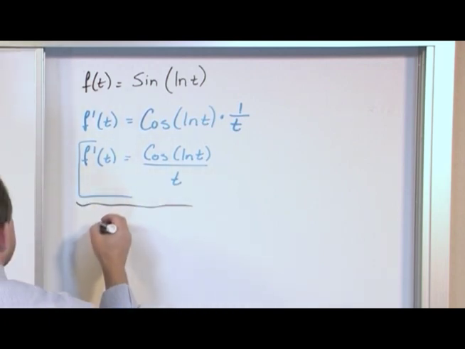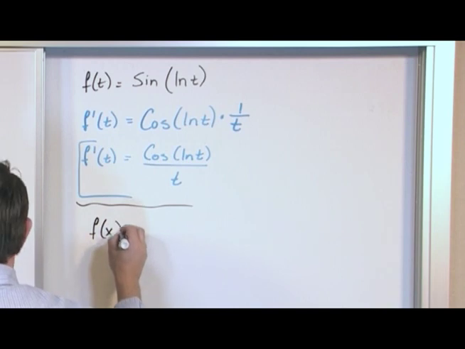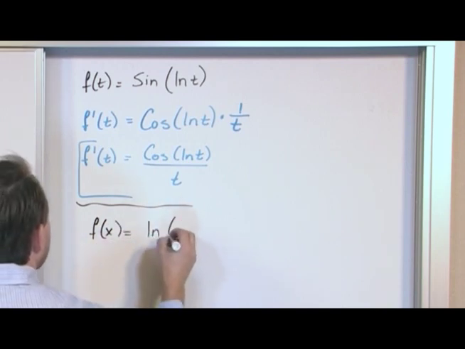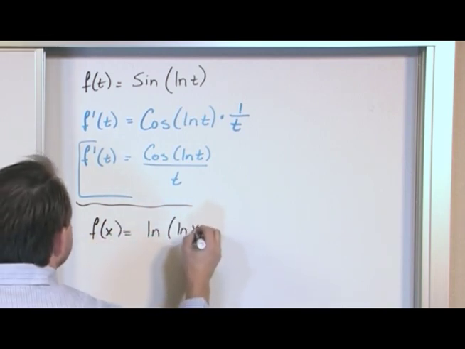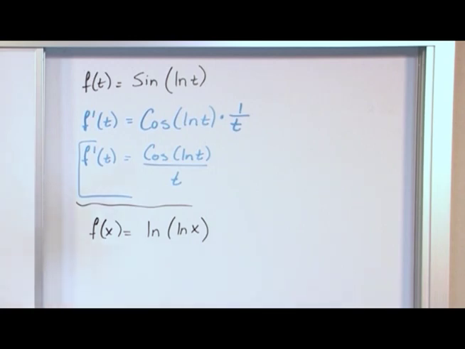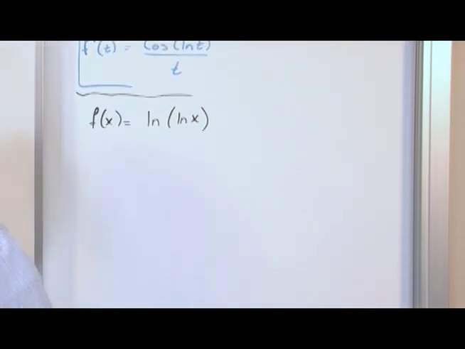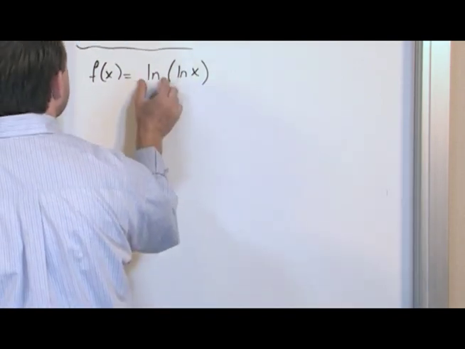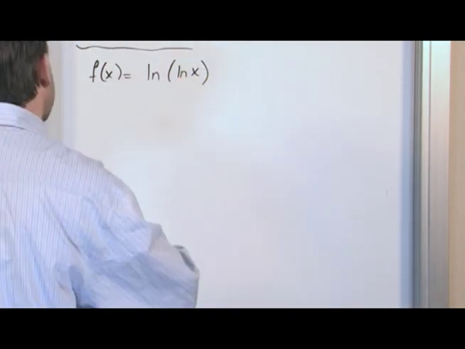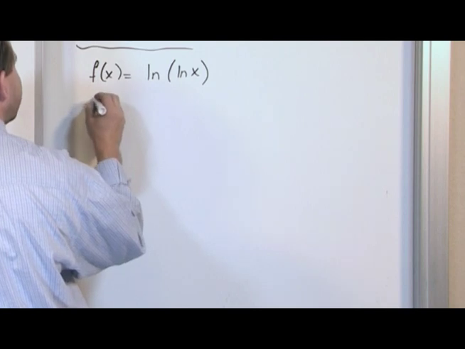So final problem, let's go. f of x is equal to the natural log of the natural log of x. So here I have two natural logs. One is nested inside of the other, but exactly the same thing holds. You have an outer function, that's this natural log. The inner function is also a natural log. But you don't do anything crazy, you follow exactly the same rules.